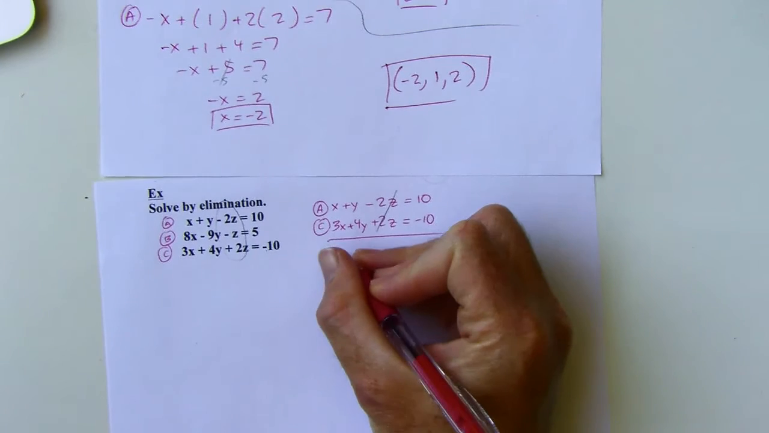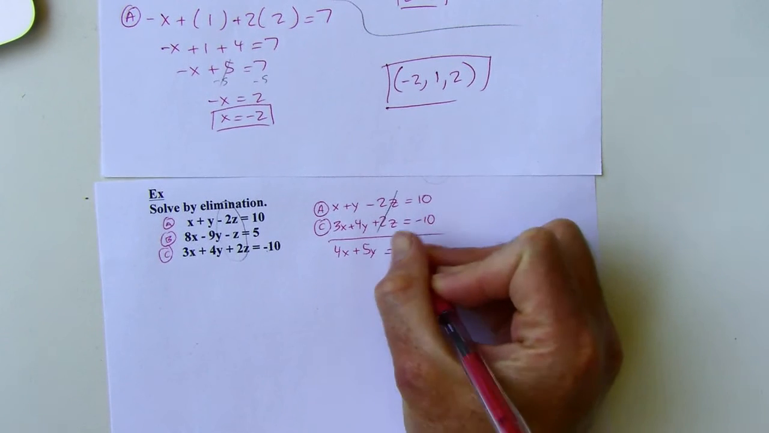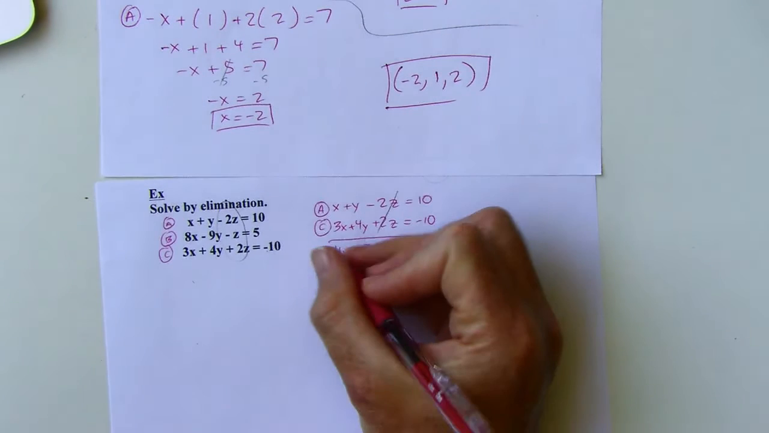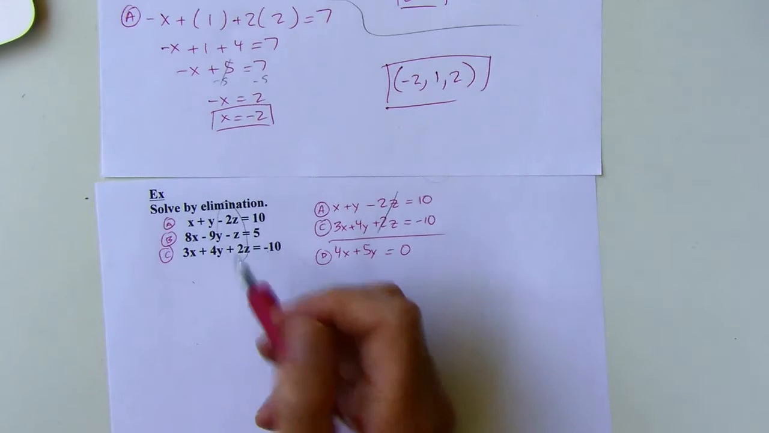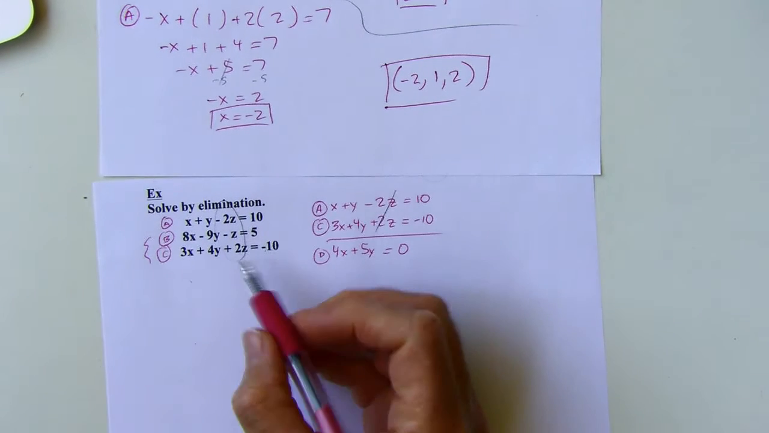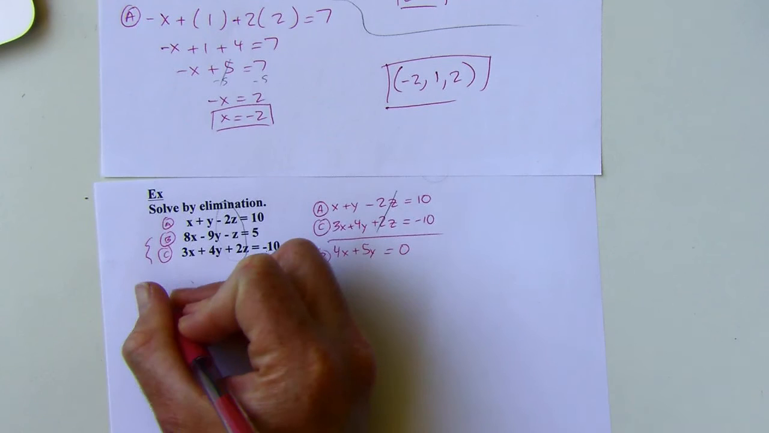Those eliminate. Now I've got 4x plus 5y equals 0. Okay, that's one of my new equations. I'll leave that alone. Now I'm going to repeat the process with the z's. I think I'm going to use b and c because then I just have to multiply b by 2. So I'll do that down here.